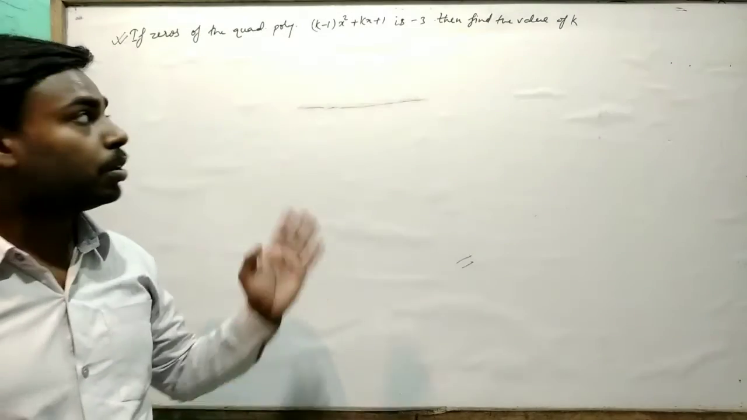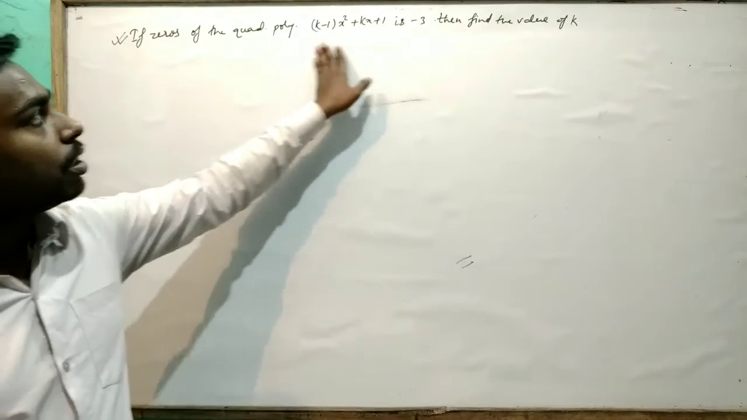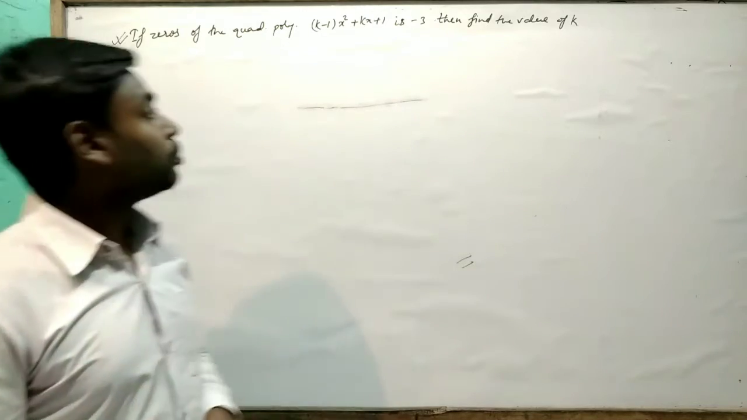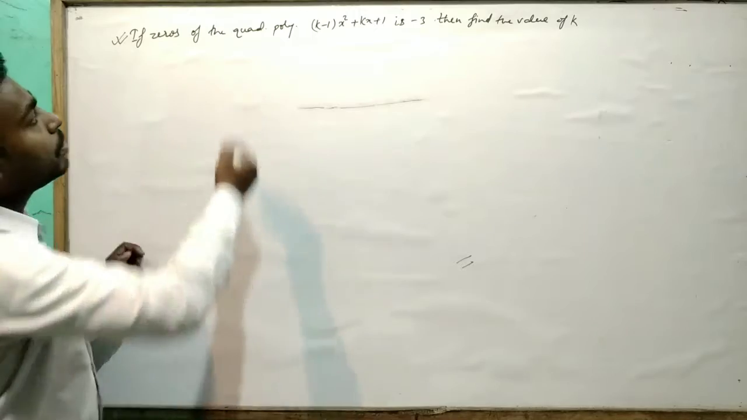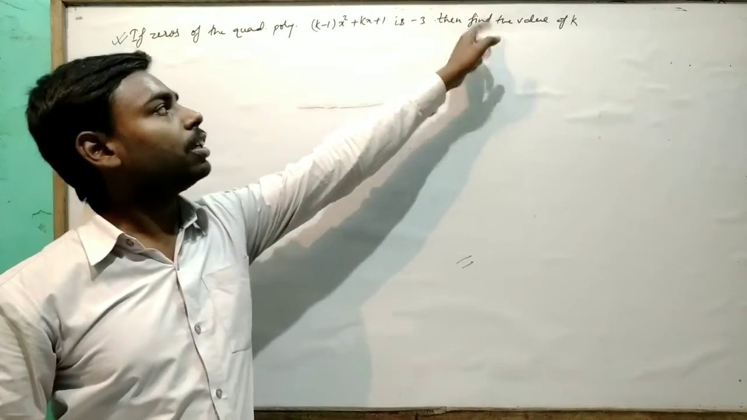This is polynomial part 5. In this video we will see some more examples. First example: if zero of the quadratic polynomial (k minus 1)x square plus kx plus 1 is minus 3, then find the value of k.